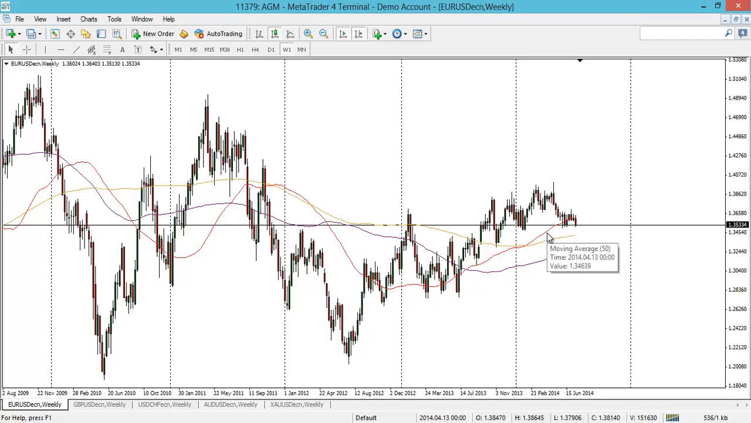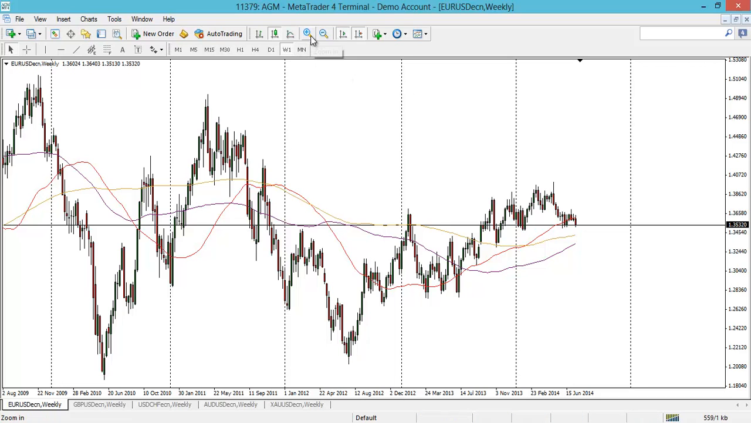For any new followers out there, we have 3 moving averages on each of these charts. The red one is a 50 simple moving average, the purple is 100, and the gold is a 200. Okay, let's have a look at the euro dollar. So all these charts, I've just got clean charts at the minute, so you can see where I've drawn levels, etc. from.